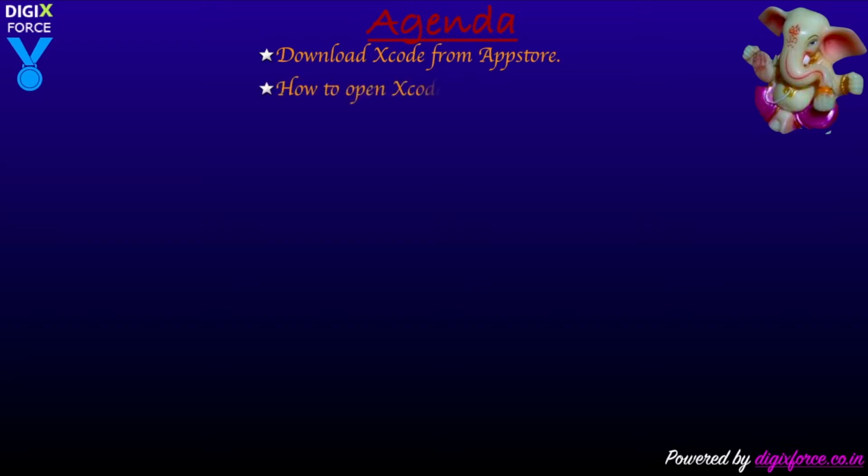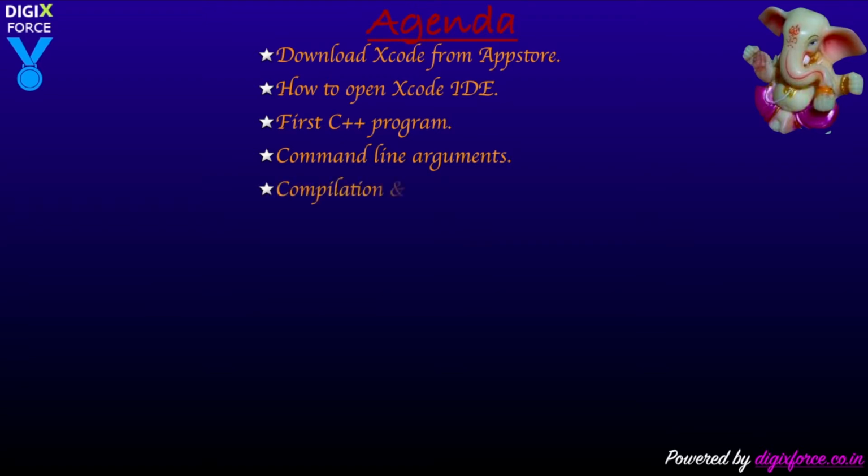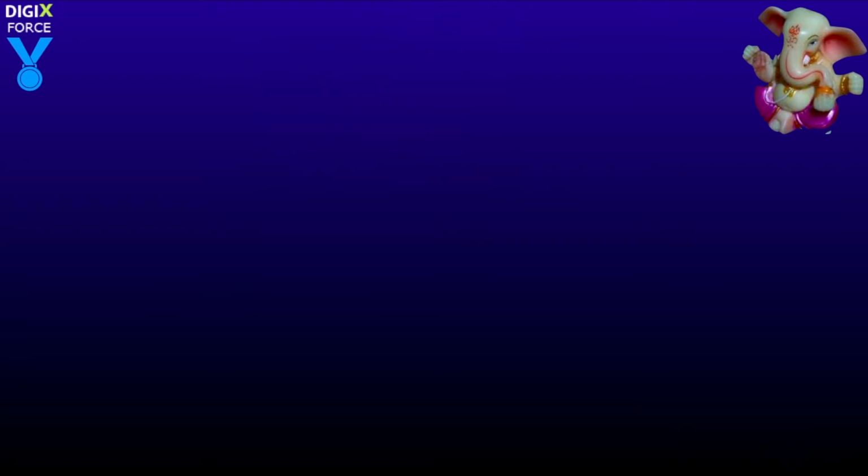After downloading it, where does it reside, and how to open it? That also you will see. Once the IDE is available, we will open the IDE. After that, we'll start writing our first C++ program. After writing the program, we'll compile and execute and see what errors we are getting, where our output window is, and how our output looks. Everything I'll show you today. Then we'll see something known as command line arguments. That also I'm going to cover.